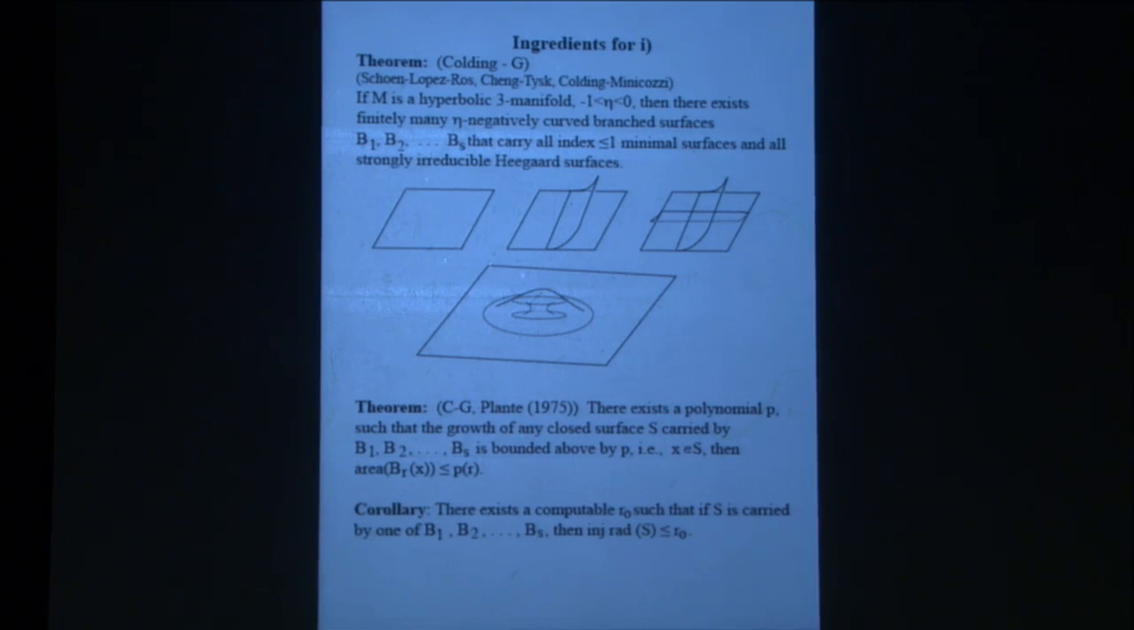Now here's the index 1 issue: if it's index 1, there might be some spot where there's high curvature.